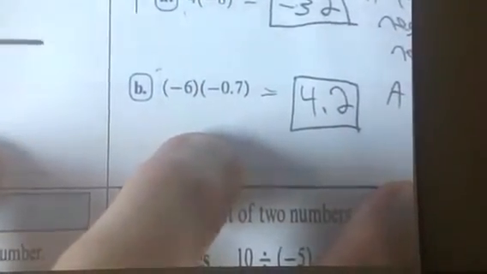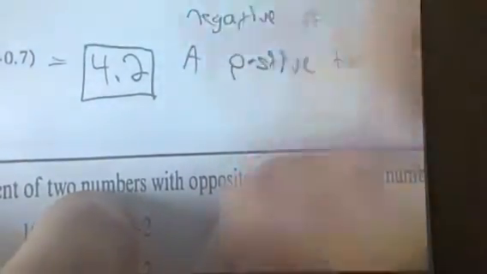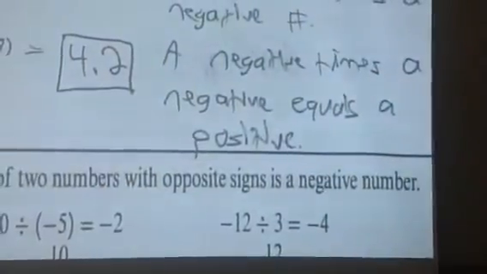So I could just write: a negative times a negative gives me a positive. A negative times a negative equals a positive. So everything we've done so far is dealing with multiplication.